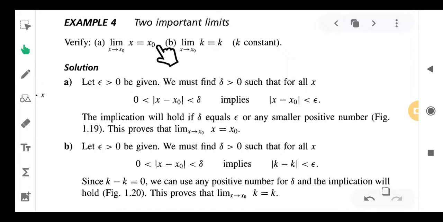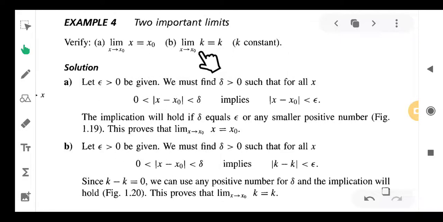Now, proof for the first one: you take epsilon greater than 0, you have to find a delta. Here delta can be taken as epsilon itself, because here f of x is x itself. So the distance of x from x0 is less than delta means the distance of f of x, which is x, from x0 is also less than delta. So here we can choose delta equals epsilon. The required value of delta is same as the given epsilon. So the proof is simple.